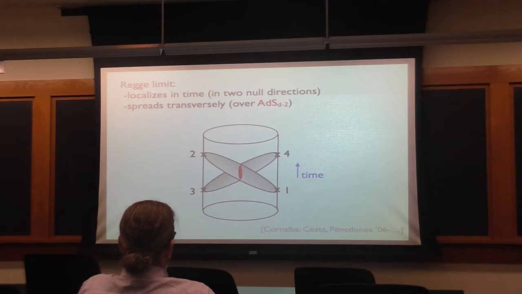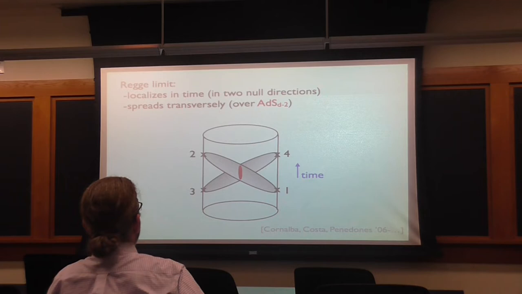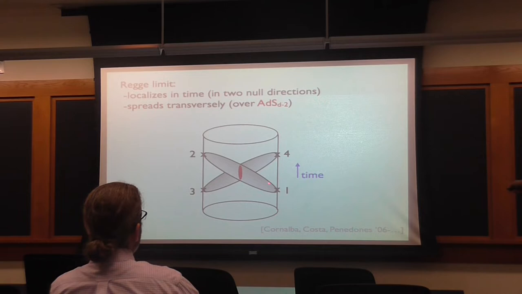But since boosts don't affect the transverse plane, the whole physics will still be spread out transversely over basically the AdS radius distance. So by analyzing this Regge limit, we can probe locality in these two time directions, but not necessarily in the transverse plane.